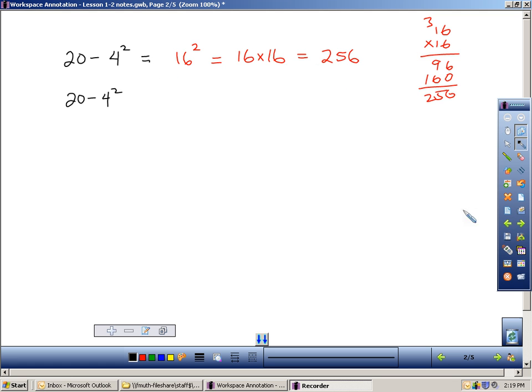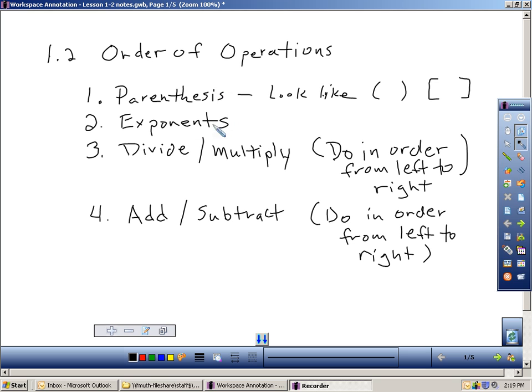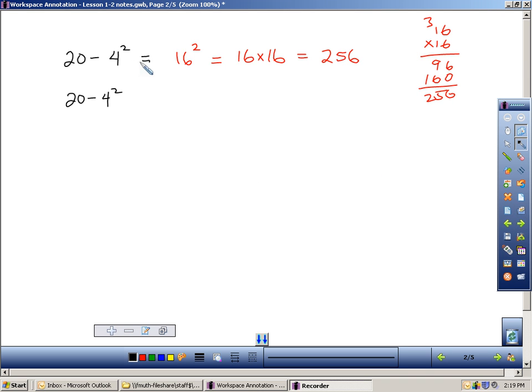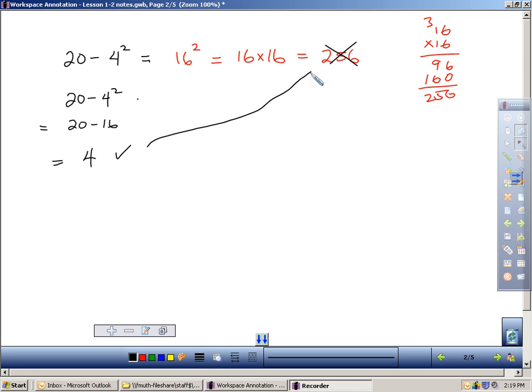Now, let's look at what I did wrong here. I didn't follow the proper order. Do you notice how I subtracted before taking an exponent? If we go back to the previous slide, I always have to deal with exponents first before I add or subtract. So that's the rule I broke, which, of course, is not correct. I have to do the exponent first. 4 squared is 16. So I really have 20 minus 16, and that equals 4. There's the correct answer, and you can see how far off I was by just not doing the problem in the right order.